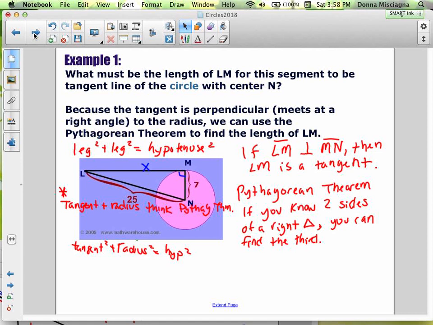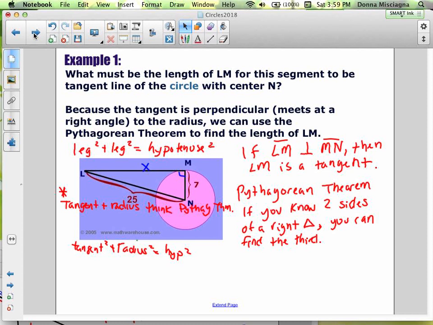We'll do one problem. So what must be the length of LM for this segment to be tangent of the circle with center N? Because the tangent is perpendicular, meets at a right angle to the radius, we can use Pythagorean theorem to find the length of LM. So remember when we were learning the converse of Pythagorean theorem, that if leg squared plus leg squared equals hypotenuse squared, then we had a right triangle. If that's a right triangle, that makes that segment LM perpendicular to the radius, and it makes it a tangent.